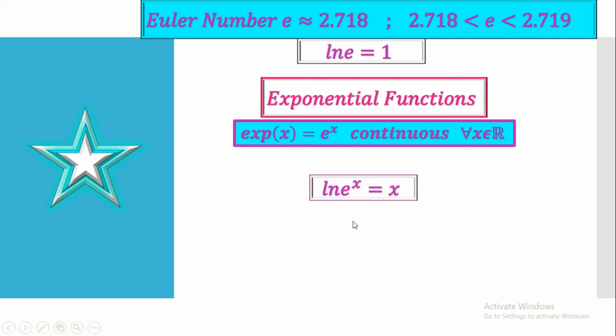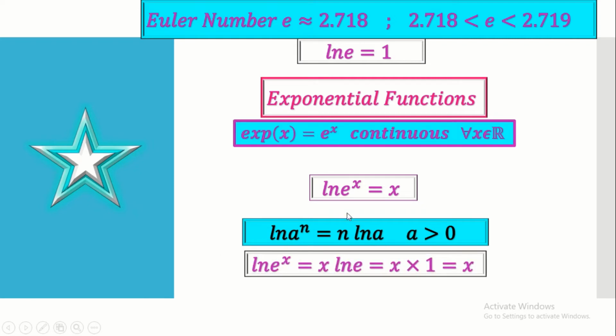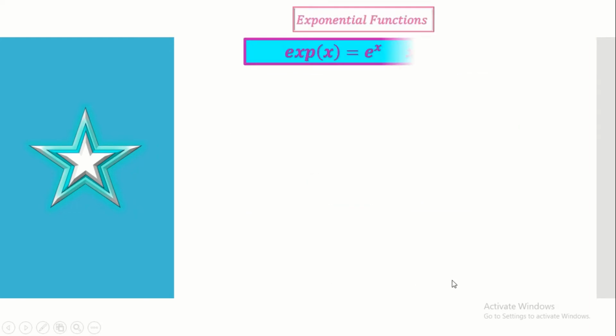Actually, ln e to the power x, or ln e^x, is equal to x. Why? We have learned a rule that ln a to the power n is equal to n ln a. Sure, a should be positive, and e, the Euler number, is positive, so it's defined. Now if we apply this rule, ln exp(x) is equal to x ln e. So it's equal to x times ln e, which is 1. So it's equal to x times 1, equal to x.